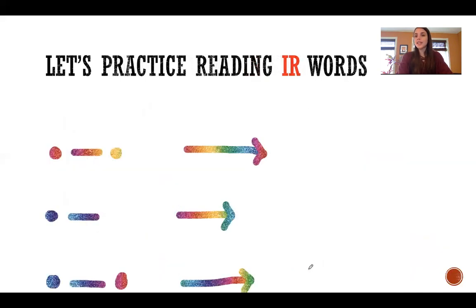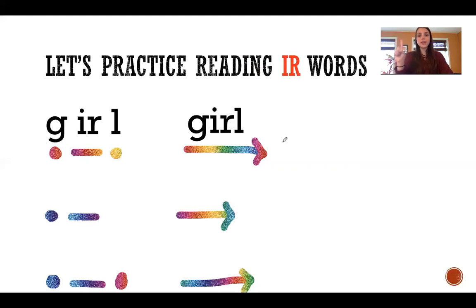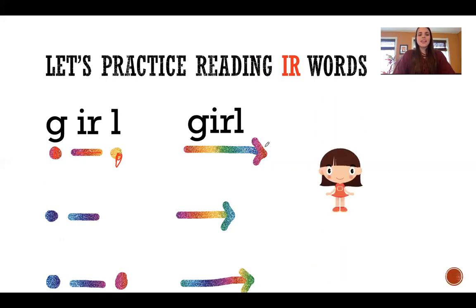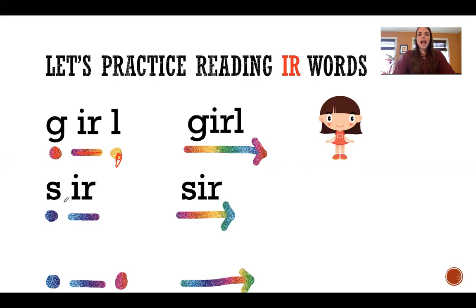Let's practice reading and blending different IR words together. Get your pointer finger ready. I have girl. Woo, all these come up fast. Let's see your next one. I have the word sir. Sometimes you might call an adult man sir. Let's look at our last one.